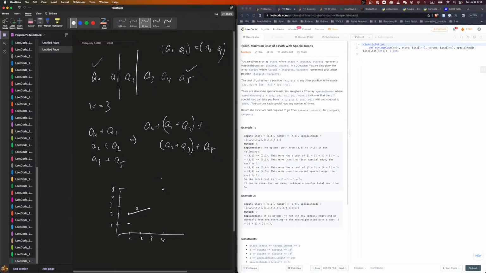Otherwise, it's going to cost you 3 minus 1 is 2, 3 minus 2 is 1, so it's going to cost you 3. So this is a shorter path. Or you can do from 3, 4 to 4, 5. Oh, this one, with a cost of 1.